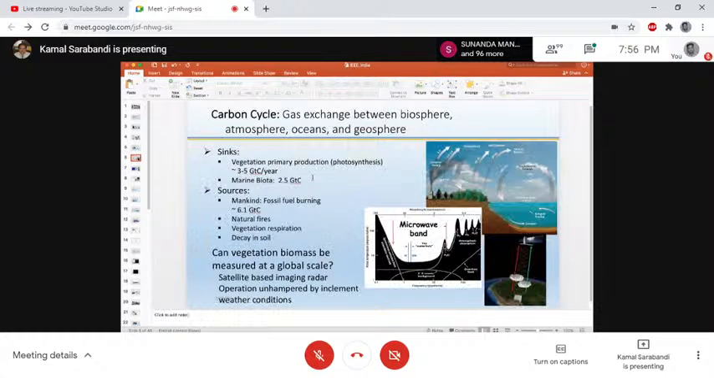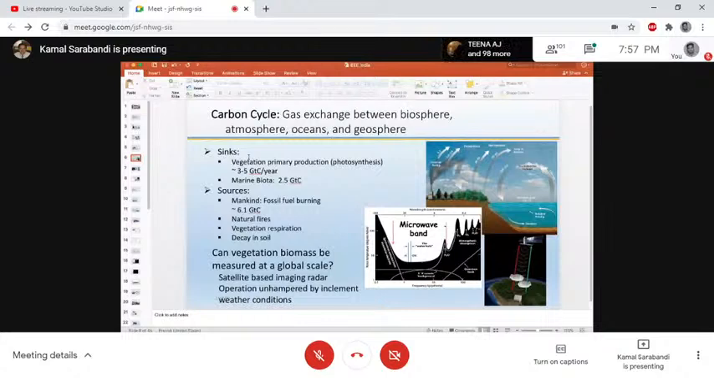Okay. No, sir. Okay. So let us take a look at this carbon cycle. The carbon cycle goes into gas exchange between biosphere, atmosphere, ocean, and geosphere. The ocean also has plankton. The biota in the ocean can also absorb a significant amount of carbon dioxide from the atmosphere and then produce vegetation like these plankton that the marine animals and fish can consume.